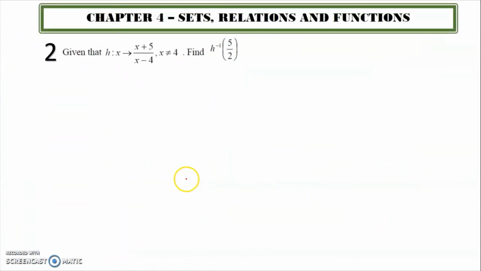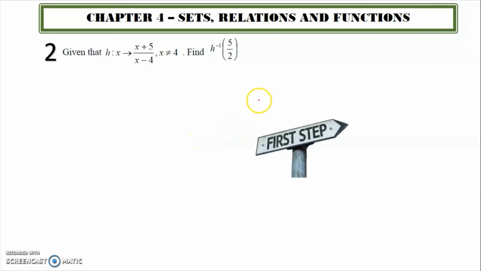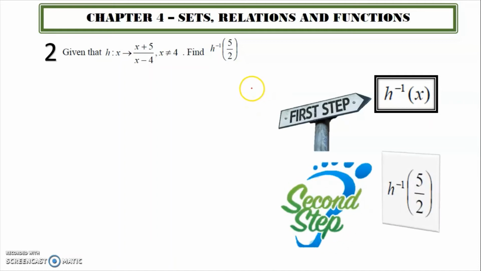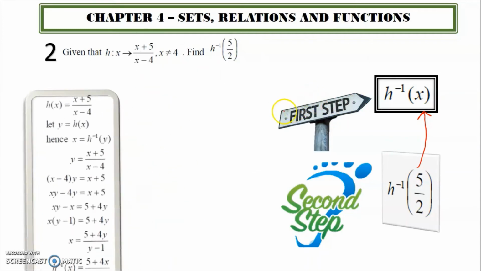Okay, second example. Given that hx equals to x plus 5 over x minus 4, x not equals to 4. Find h inverse 5 over 2. So, first kali kita kena cari dulu h inverse x. Okay, so itu adalah first stepnya. Second step adalah kita substitute 5 over 2 into x. Masukkan dalam x ni. So, last kali dia akan dapat satu value.